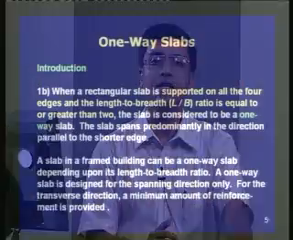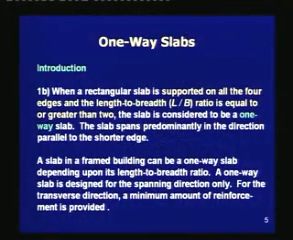Now, if we determine that a slab is one-way slab based on the criteria that the length to breadth ratio is greater than or equal to 2, then we design the slab only for the spanning direction. For the transverse direction, we provide only minimum amount of reinforcement.